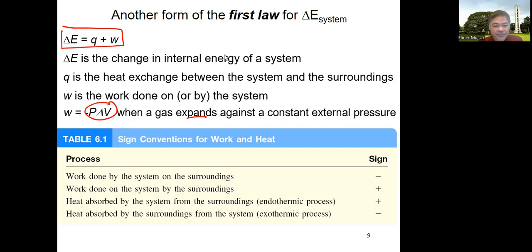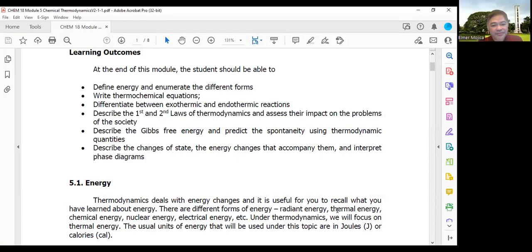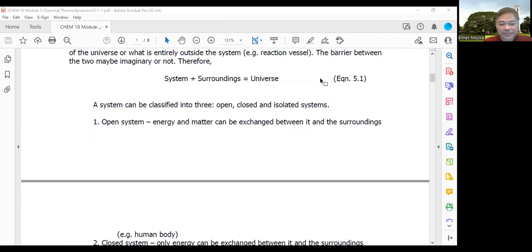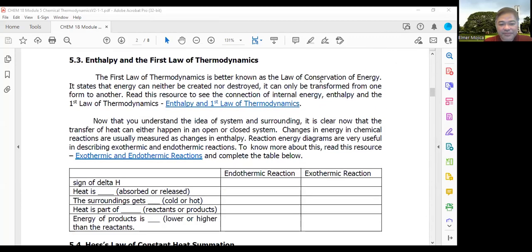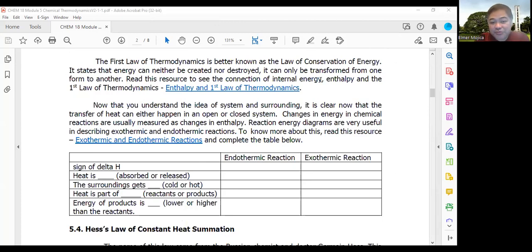Questions? Free to ask. We're just talking about the first law of thermodynamics, which is where we have the enthalpy. Okay, someone is asking. Well, it depends. Sometimes they will ask you to determine the enthalpy, but in a thermochemical equation, that should be included.